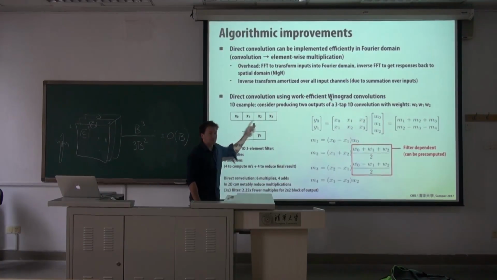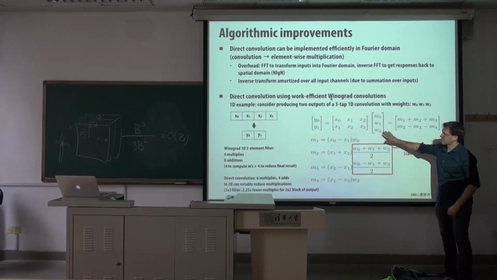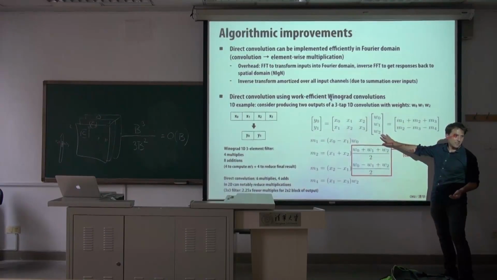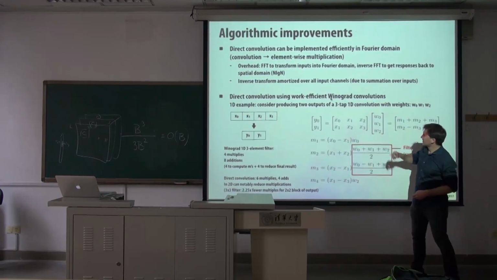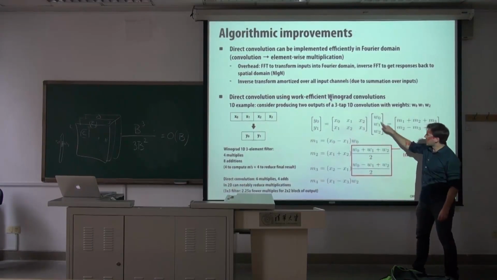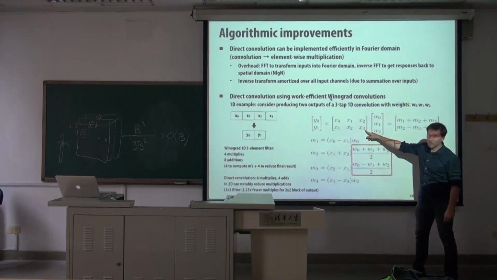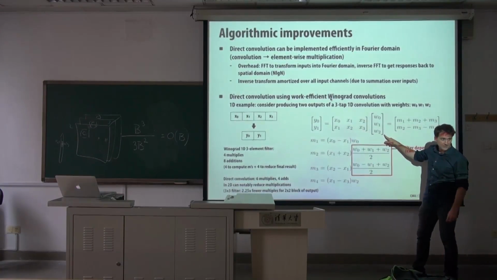Let's say I have these 4 input values, and I want to convolve 3 elements to get 1 output, 3 elements to get 1 output. So here I rewrote it as a matrix problem, just like I showed you on the last slide. The output y0 is just the dot product of x0, x1, x2 dotted with the 3 weights. And y1 is the dot product of x1, x2, x3 dotted with these 3 weights.